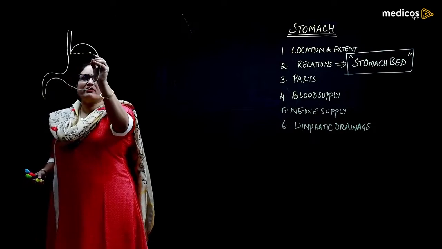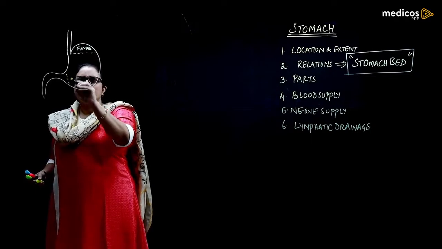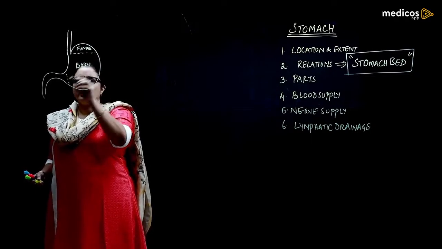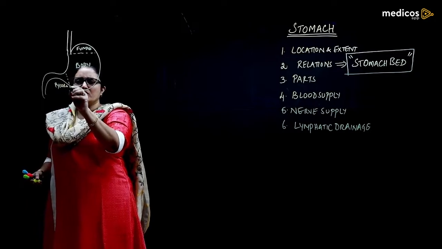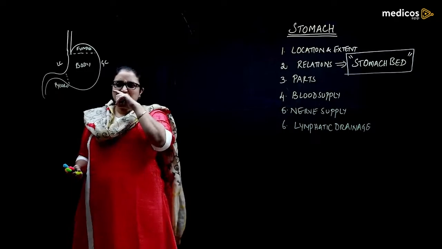We have divided this as the fundus, and another imaginary line, this as the body. Then we had the pylorus, the lesser curvature and the greater curvature. So these were the parts.